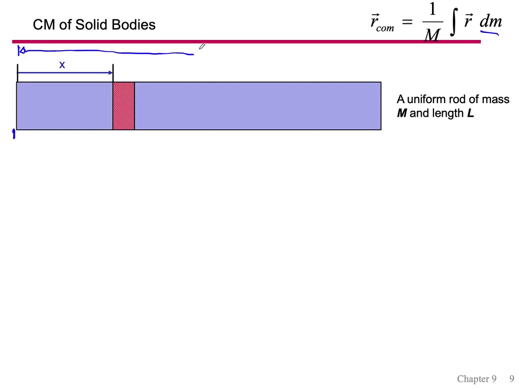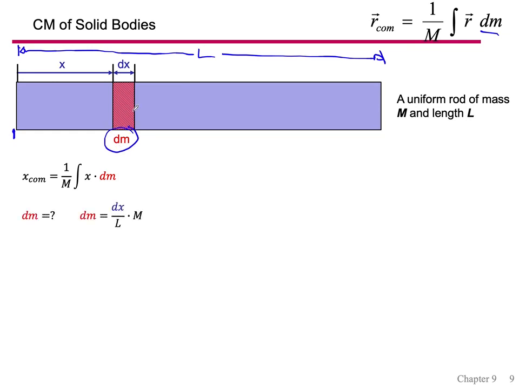See how straight I can draw my line. Whoosh. And I'm going to say that this is dx wide, and it has some mass dm. Now we can actually use the equation. The problem is I have to figure out what this dm part here is. Well, so what is dm? What I can do is simply treat it as a fraction. We know the total mass of this rod is M.